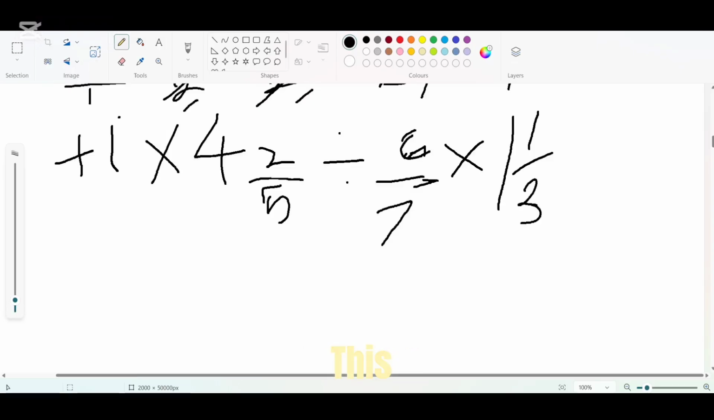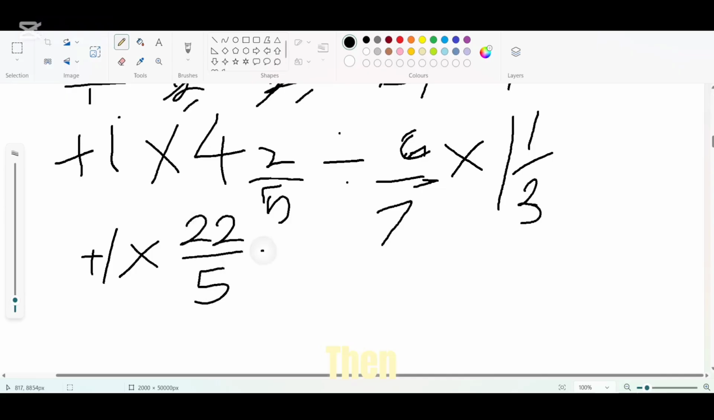Okay, now looking at this question, we have one whole number, that is plus 1, and this is 4 whole number 2 all over 5, and this is divided by 6 over 7 times 1 whole number 1 over 3. So what we're going to do, the only division we see here is this one, and to convert it to multiplication, we invert this right hand side, right? So that's going to be plus 1 times, but we need to convert these ones back to improper fractions. 5 times 4, that's 20, plus 2, 22 all over 5.